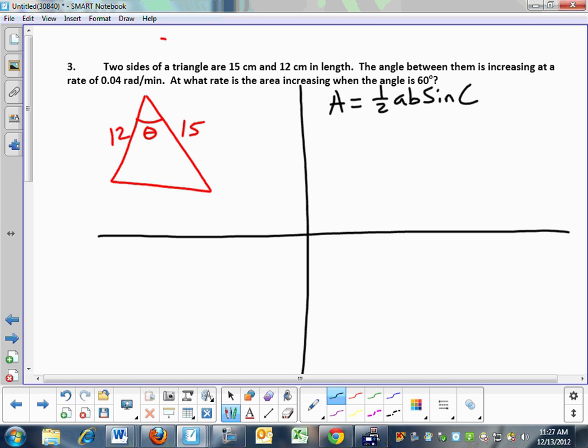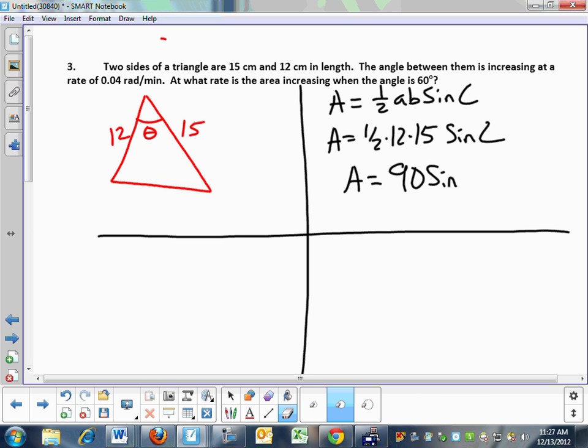Is the length of this side changing? No, so I can plug in 12. Is 15 changing? No, so I can plug in 15 for B. Is C or my angle changing? Yes, so I can't plug it in. So what I have is area is equal to 1/2 times 12 times 15 times the sine of C. What's 1/2 of 12 times 15? 90. And I'll call it theta because we wrote it there.